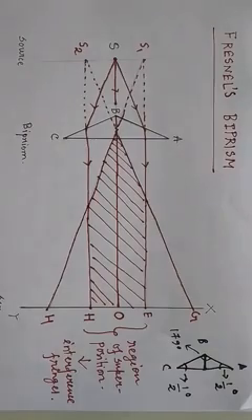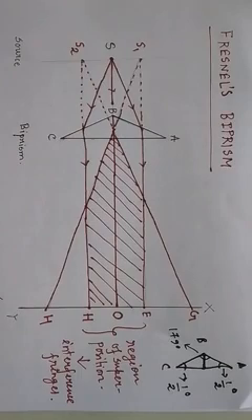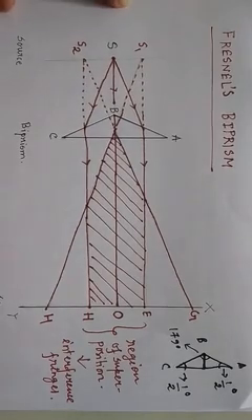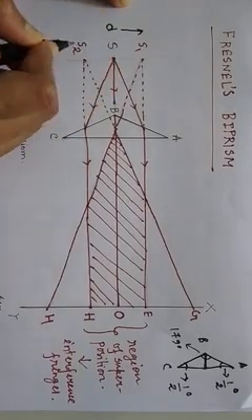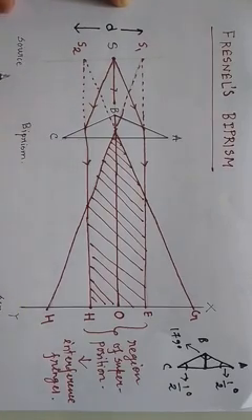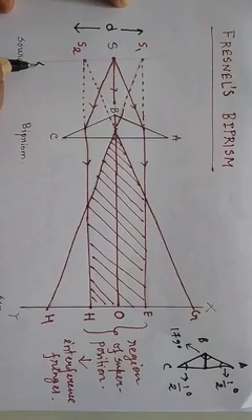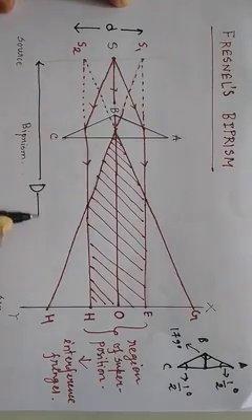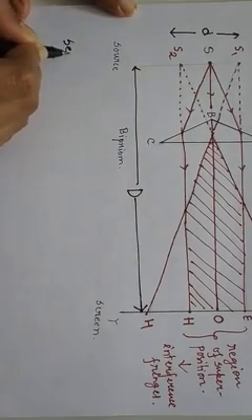The theory of interference fringes formed due to Fresnel Bi-prism is the same as the theory of Young's double slit experiment. Suppose the distance between these two sources, virtual images S1 and S2, is d. And the distance between this slit and the screen is capital D.